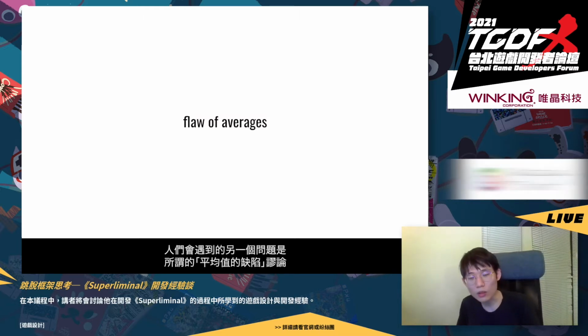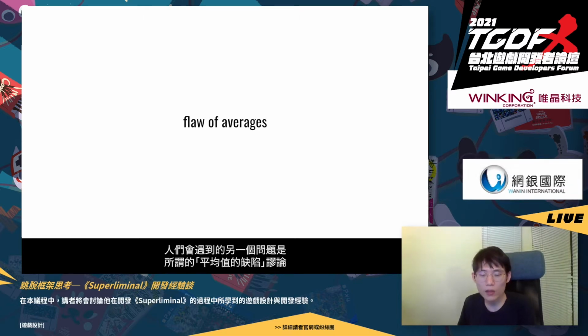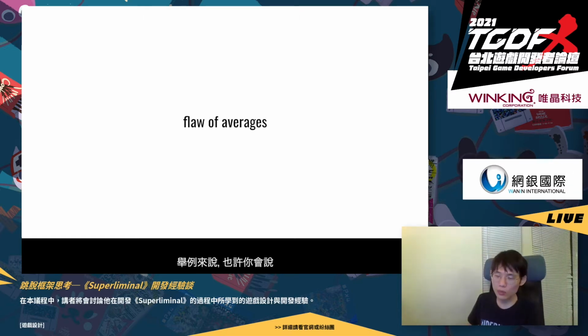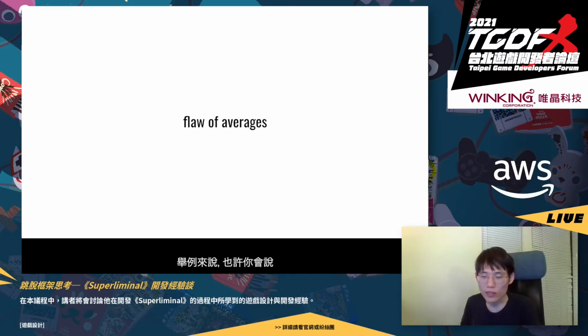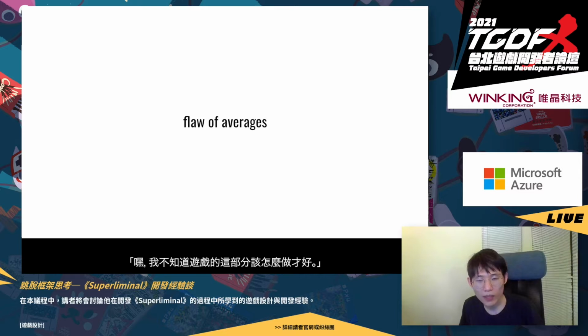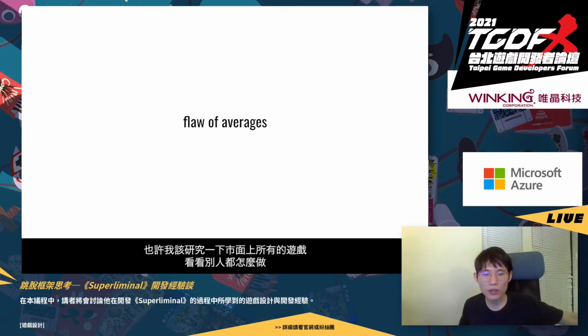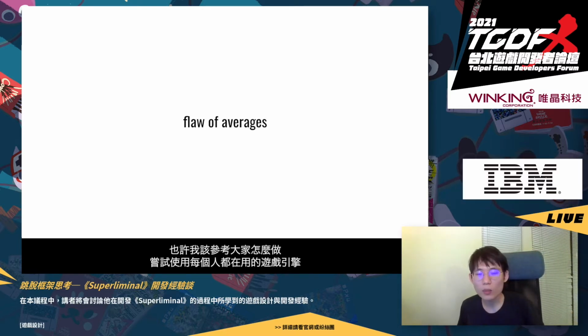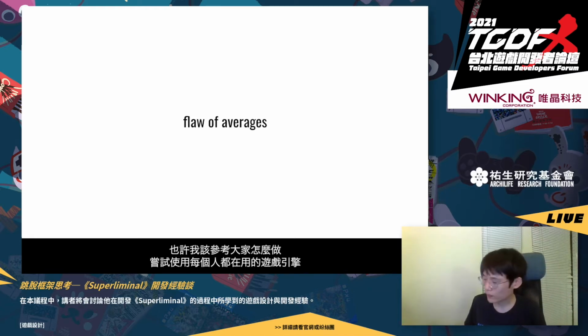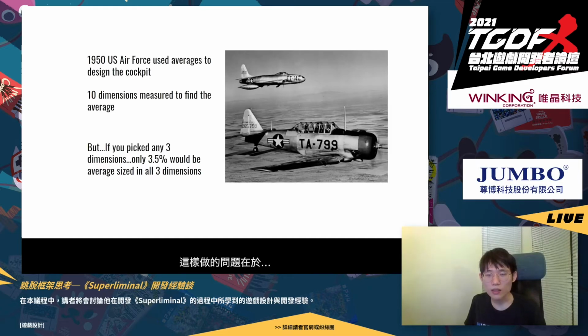Another problem people run into is the fallacy called the Flaw of Averages. So for example, maybe you say, hey, I don't know what I should do for this part of my game. Maybe I'll take a look at all the games out there and try to see what people do, right? Maybe I'll take a look at everyone out there and try to use what game engine everyone's using. And the problem with that is this, right? So let me give you an example.